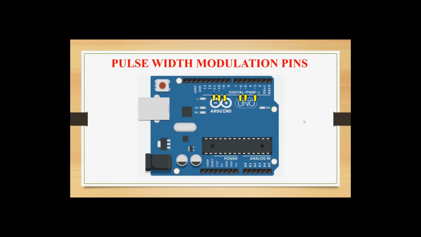I hope you are seeing this Arduino Uno board along with my cursor. There are two types of pins in this Arduino Uno board. Firstly, these are the analog input pins and these are digital input or output pins. In those digital input or output pins, there are some pins which have some specialty. Specialty means pulse width modulation pins. Those pins are pin number 3, 5, 6, 9, 10, 11. In the Arduino board, those pins are marked with a negation symbol. I think you can see this symbol at pin number 3 and those pulse width modulation pins.